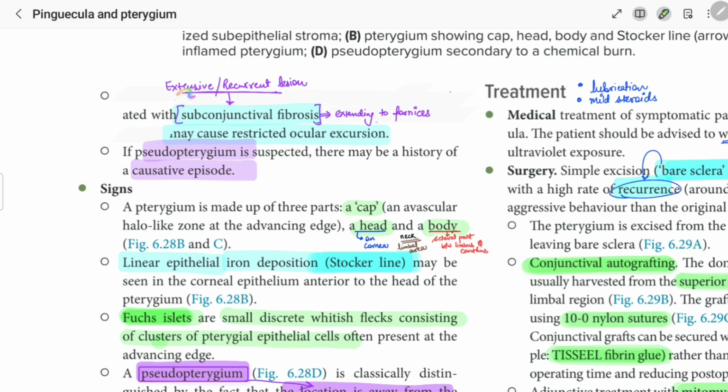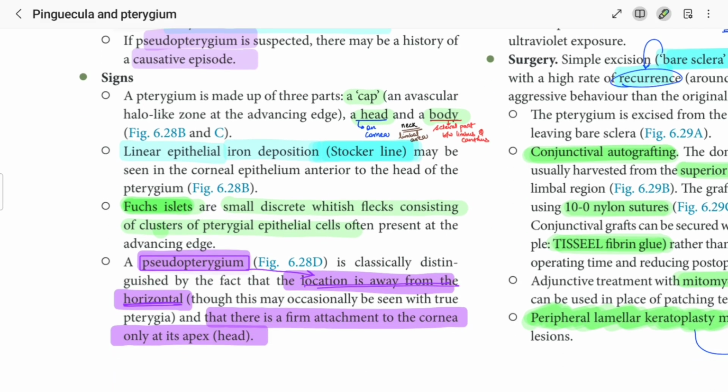Now, another problem pterygium can cause is that if an extensive or recurrent lesion is present, it can cause subconjunctival fibrosis. It can extend to the fornices, and then it will cause restricted ocular movements.